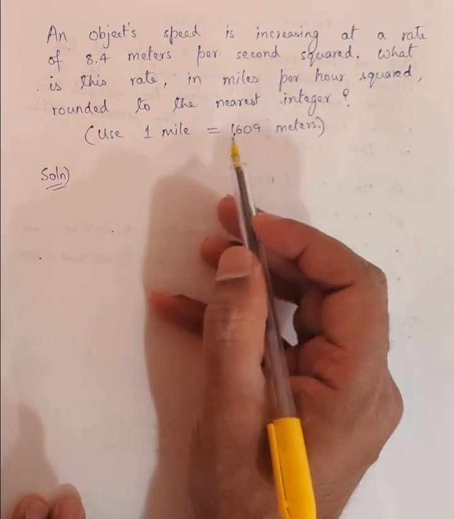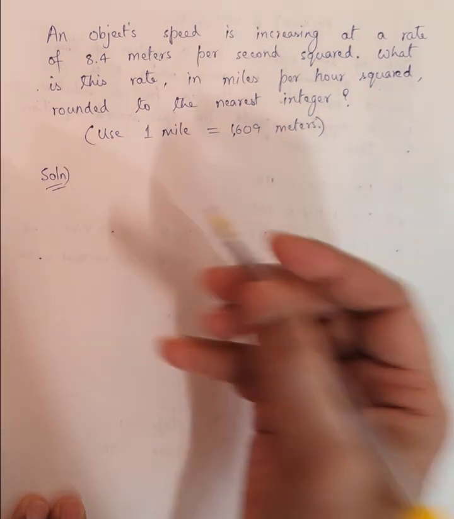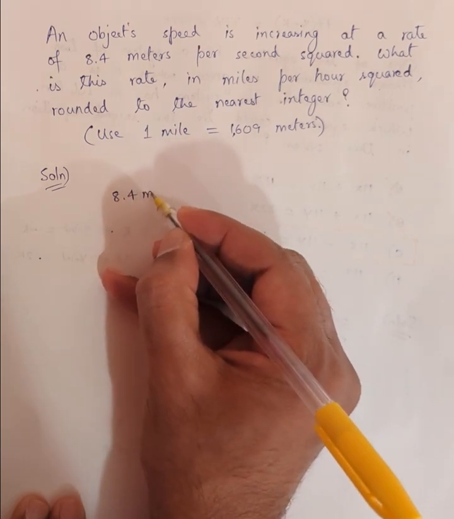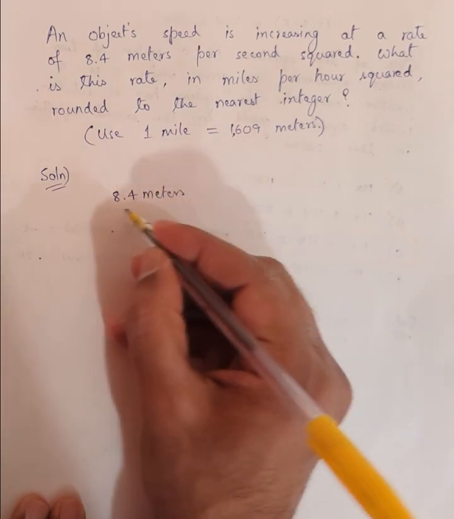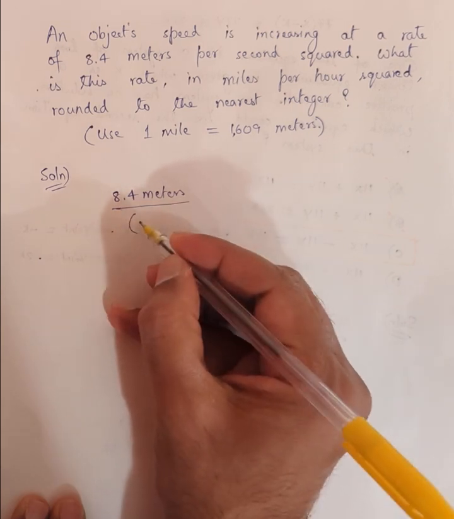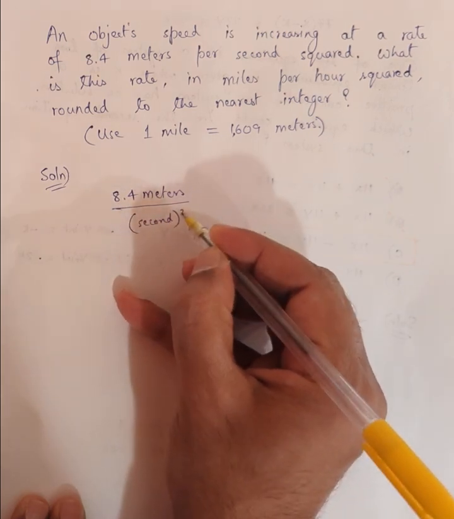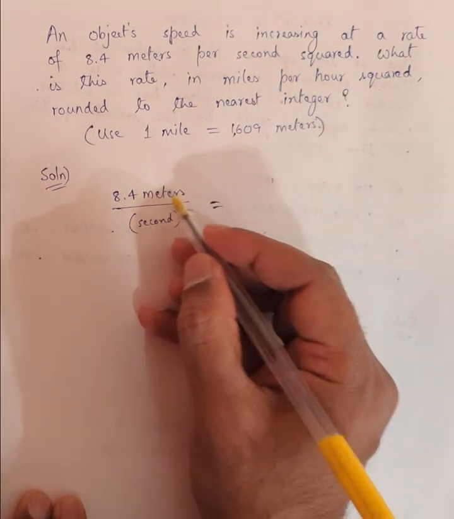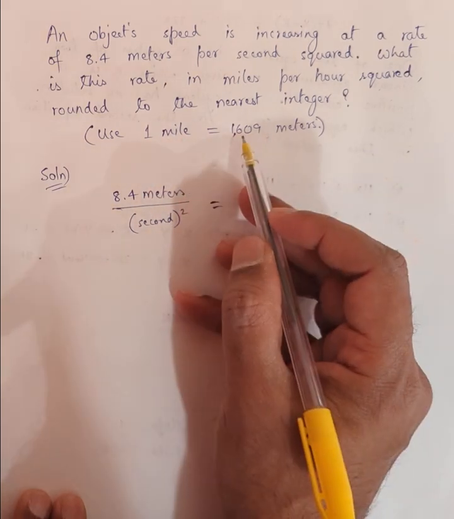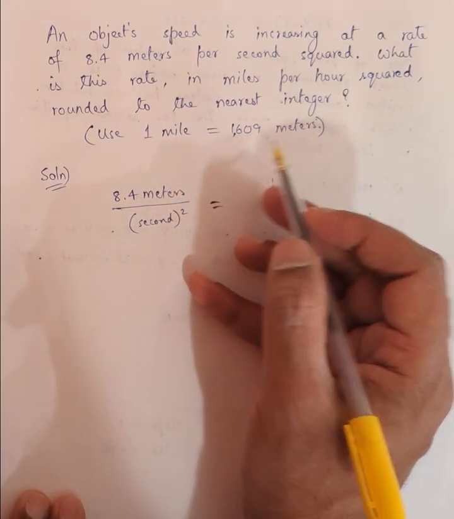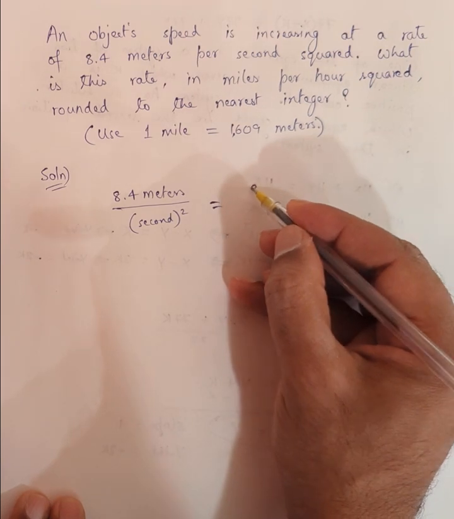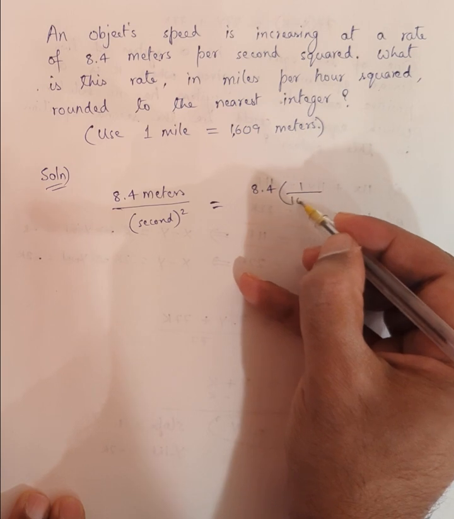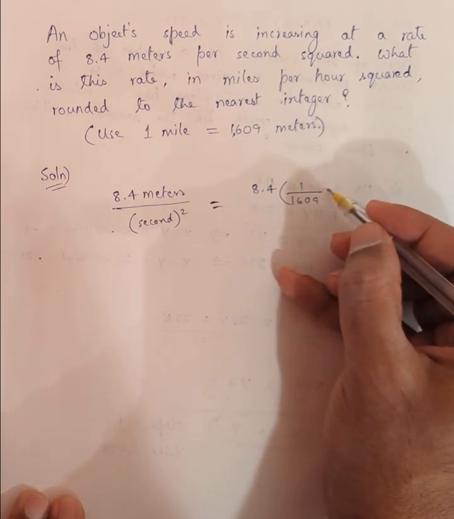And we are given 1 mile is 1609 meters. And I'm going to use the calculator. So I need to convert 8.4 meters per second square. So let's go ahead and write it like that. And now 1 meter, well, 1 mile is pretty big, 1609 meters. So I can write meter as 1 over 1609 miles.